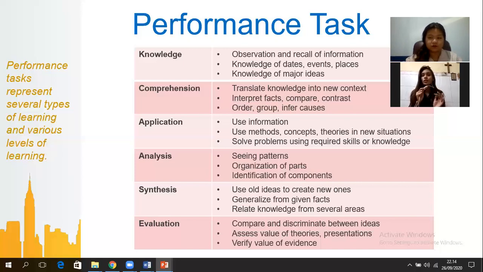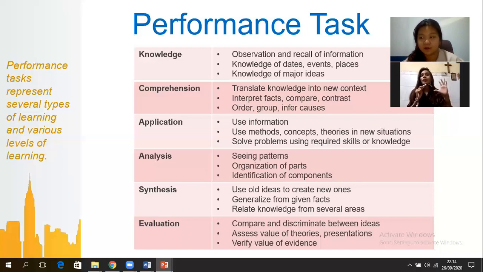To do this is to do observations and see how the student can recall all the information that the teacher has given, and also the knowledge of dates, events, and places, and the knowledge of major ideas. And then the second one is comprehension. It translates knowledge into new context.